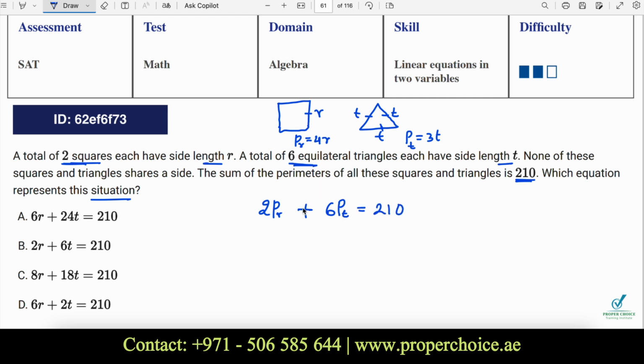Now just substitute them. It's going to be 2 times Pr, and we know that's 4r, plus 6 times 3t equals 210. Simply distribute it. 2 times 4 is 8r plus 6 times 3 is 18t equals 210. So this would be the answer. 8r plus 18t equals 210 makes sense with option C. So there are multiple ways. I can directly substitute or I can assign to something and apply it. Regardless, at the end you're going to get the same answer.